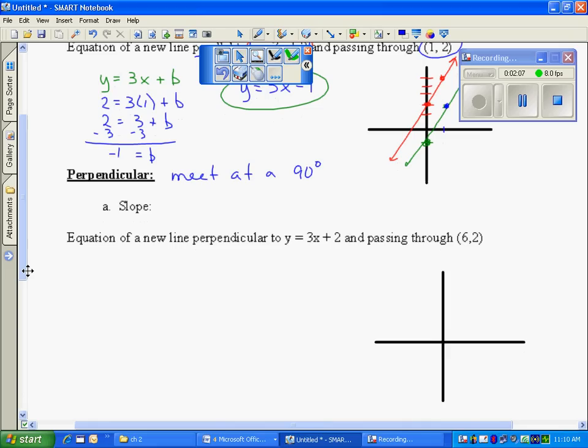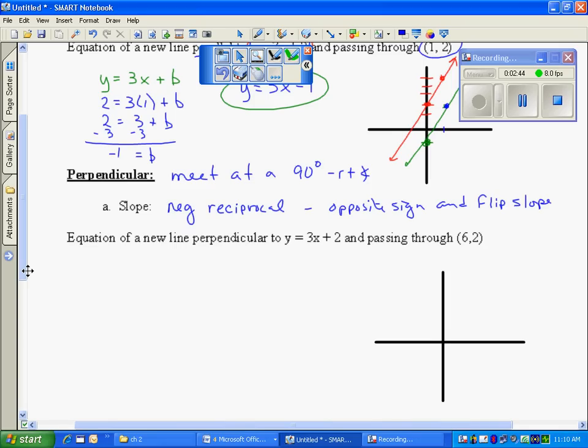Perpendicular means the lines are going to meet at a 90-degree angle. In other words, a right angle. And to find the slope for this, well, perpendicular, these two lines are totally opposite. So opposite of positive is negative, and opposite of a fraction is to flip it or find the reciprocal. So what we're going to do is take the opposite sign of the slope and flip or take the reciprocal of the slope.